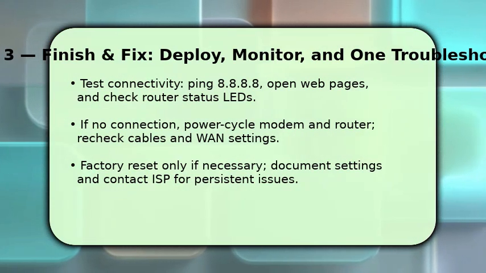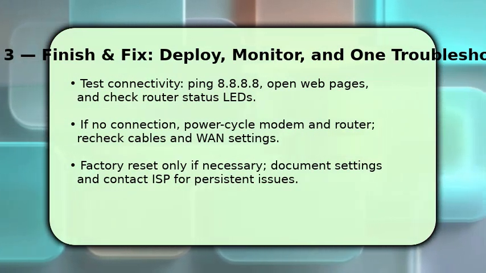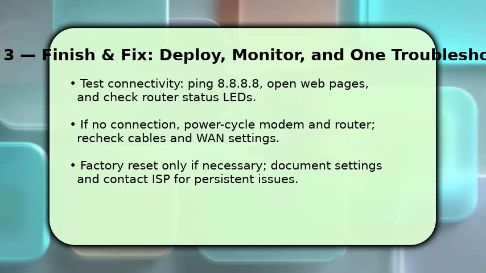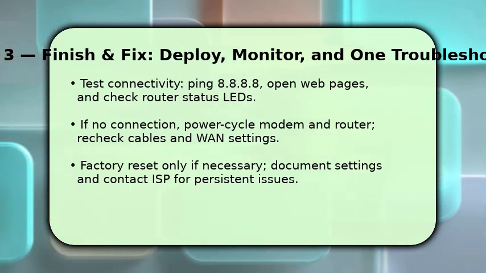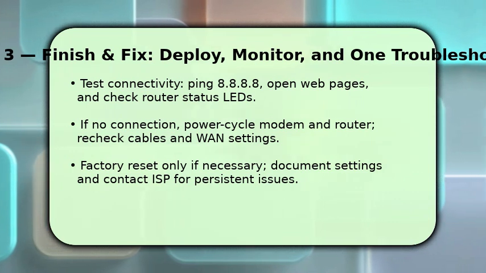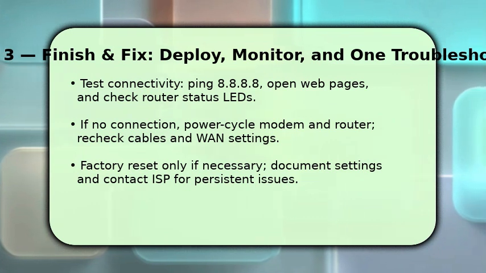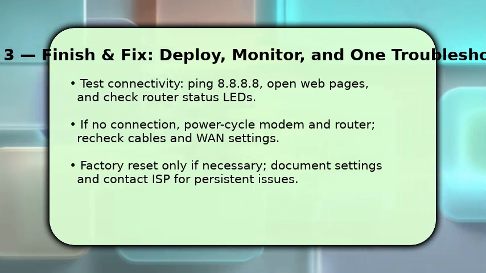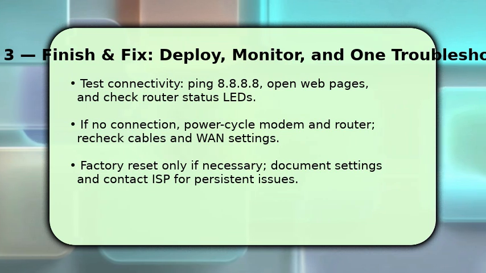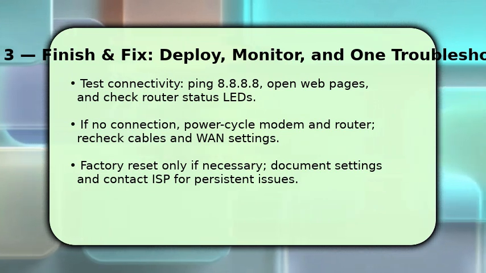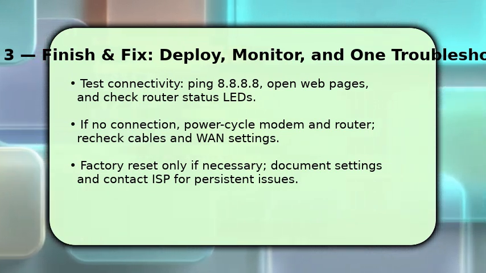If there's no internet, power cycle modem then router, reseat the data cable, and recheck WAN configuration. Small errors cause most failures. If problems persist, capture screenshots of status pages, perform a factory reset as a last resort, and call your ISP with details. Having logs speeds diagnosis and resolution.